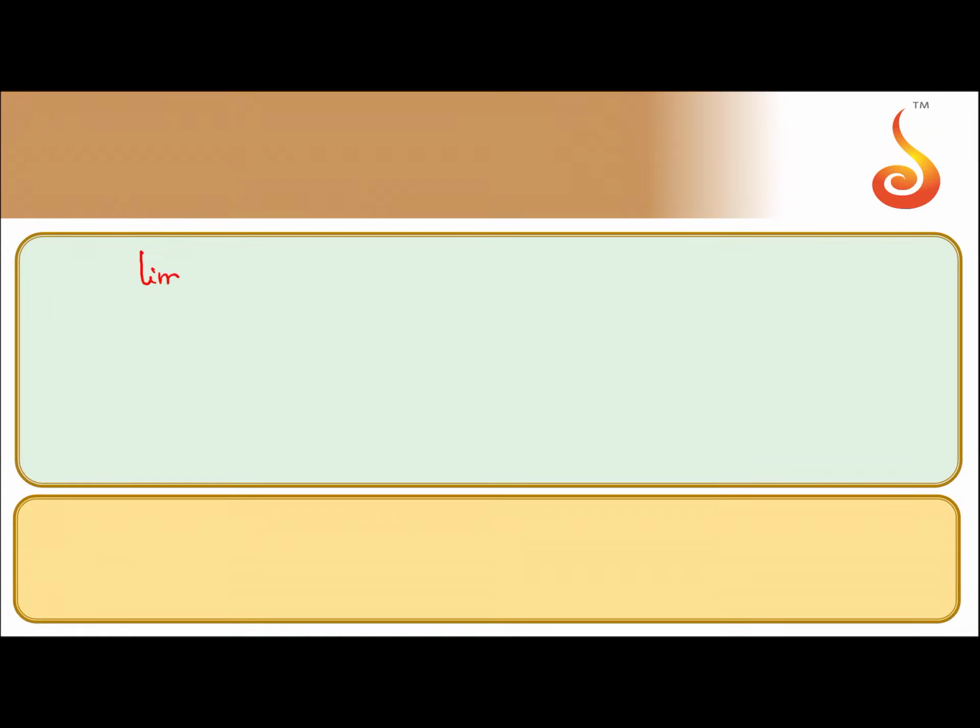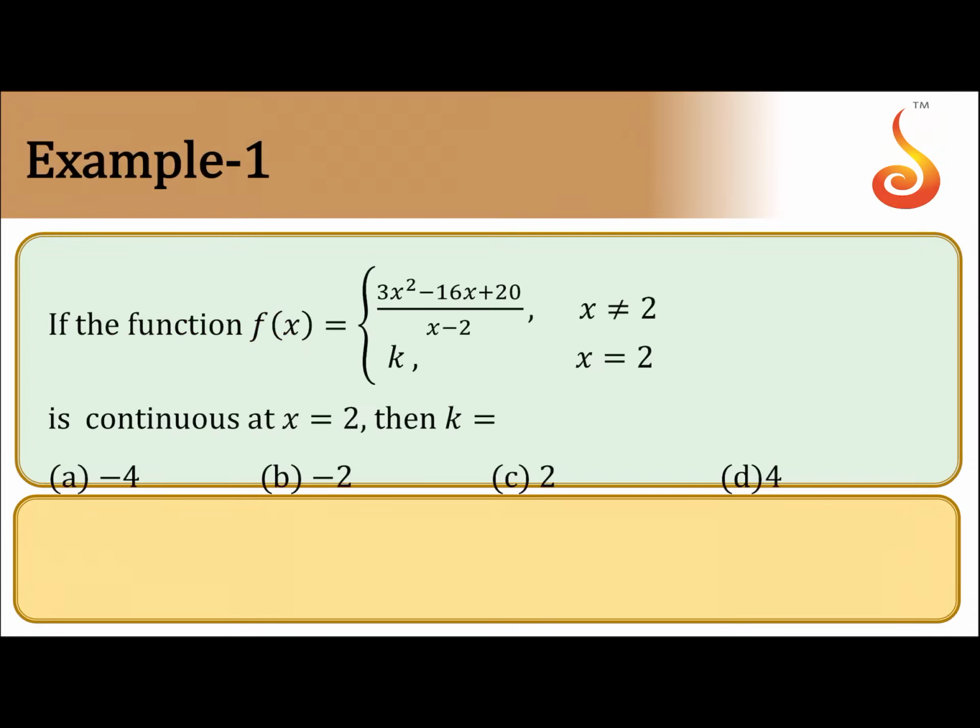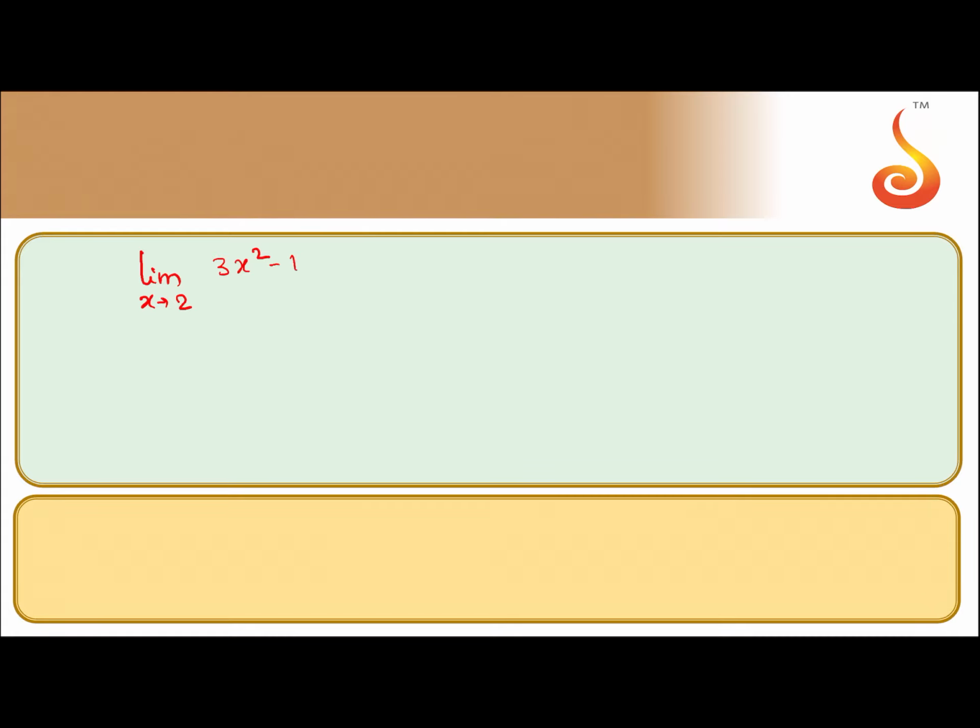So limit x tending to 2, (3x² − 16x + 20)/(x − 2). This is left hand limit is equal to right hand limit. This is equal to the value of the function f of 2. So what is f of 2 they gave? F of 2 they gave as k.